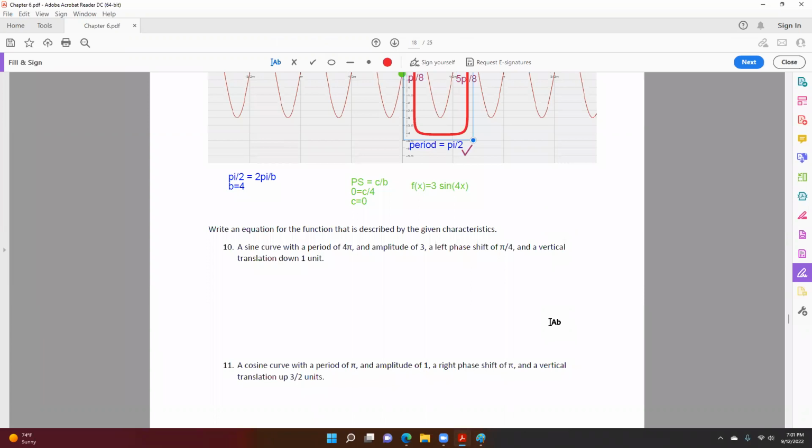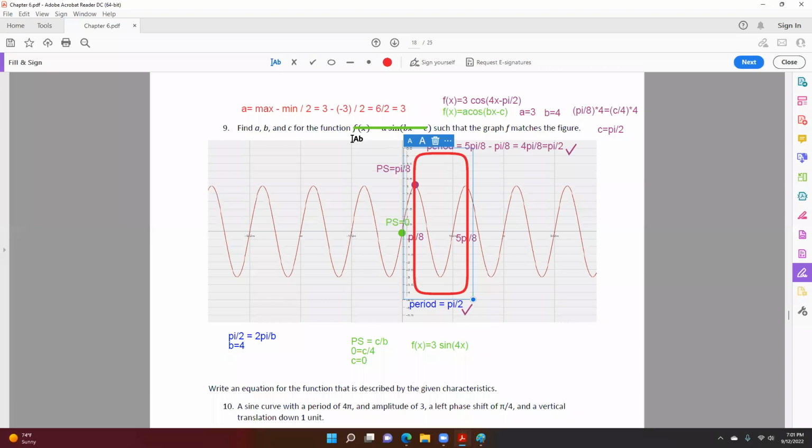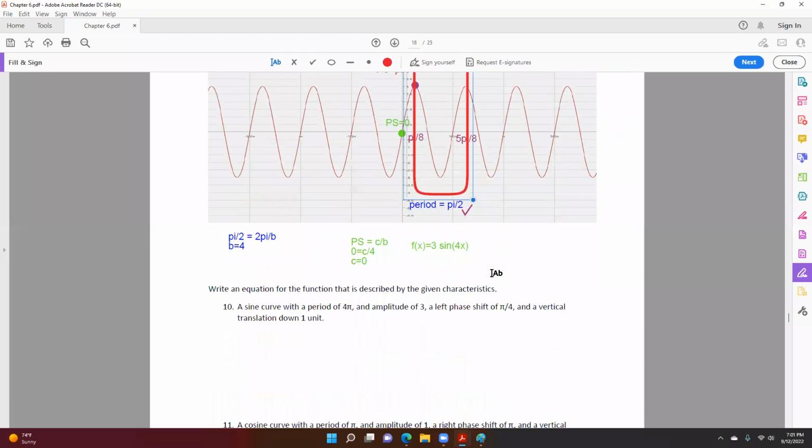The next type of question that I can ask you is, I give you the characteristics of this sine or cosine wave, and you write an equation. So you do not need to graph. I just tell you that this is a sine curve with a period of 4 pi. The amplitude is 3. The phase shift is moved to the left pi over 4. And it's vertically translated down 1 unit. So I give you the characteristics and you tell me what the function or equation is in this case, okay?